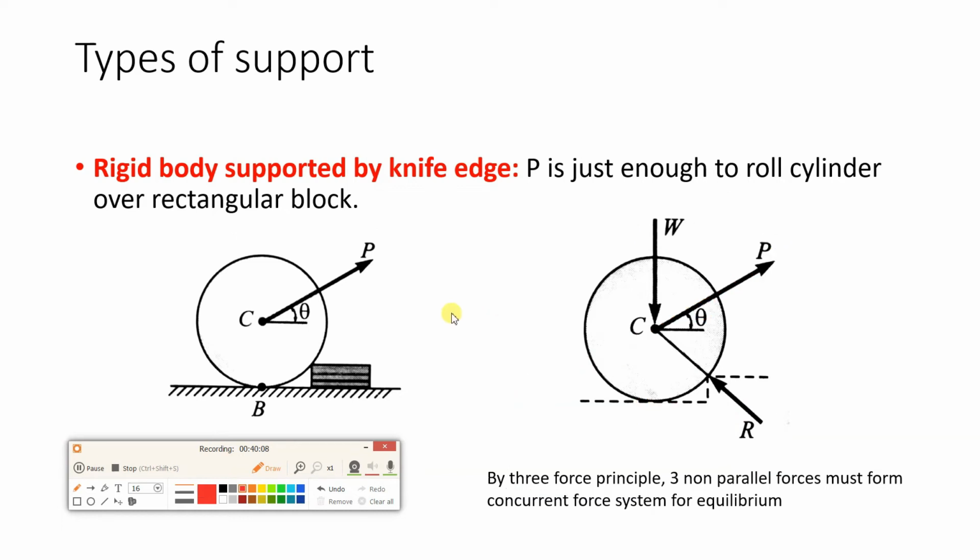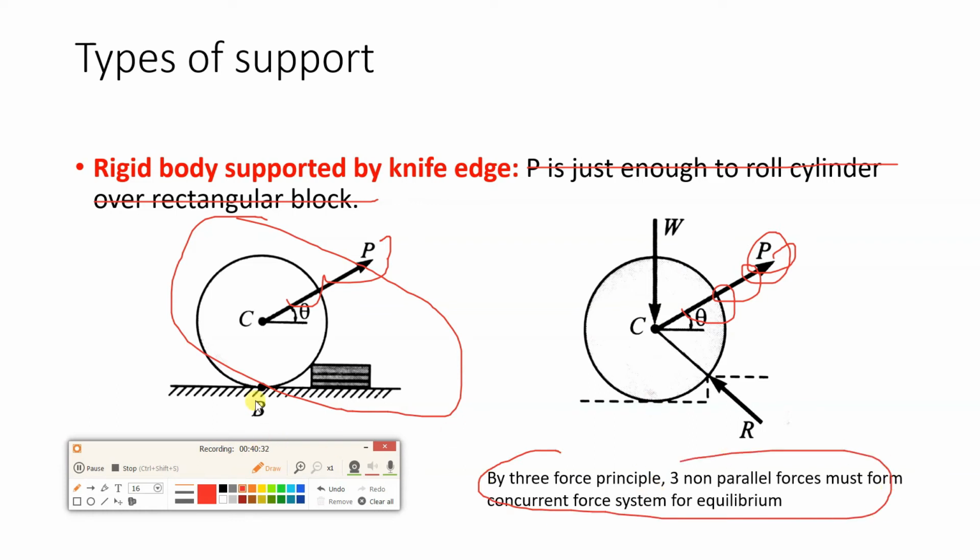I'll give you a second case, just to clear the confusion. Suppose we are not showing the P force. Okay, this P force is not shown over here, and it is asked to draw the FBD of this diagram. In that case, what will happen? There will be W, there will be R at the knife edge. It will pass through point C only. Why? Because of the three-force principle. And at point B, you will have normal reaction. Okay, but since here it is given that P is just enough to roll the cylinder over the rectangular block, there will not be normal reaction. There will be P.